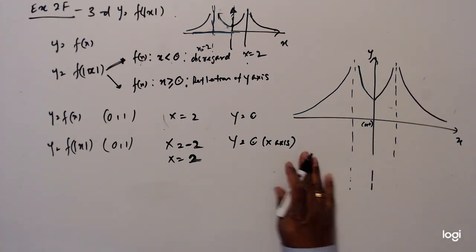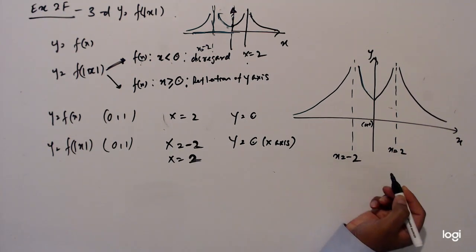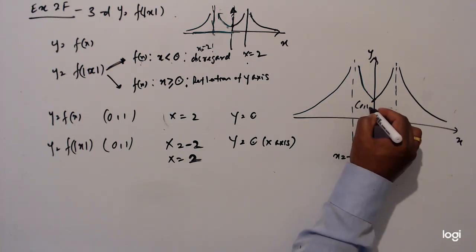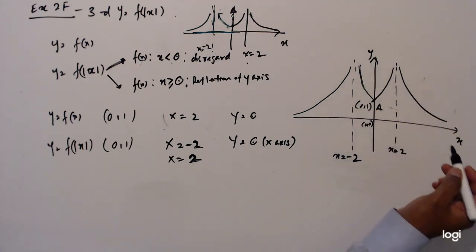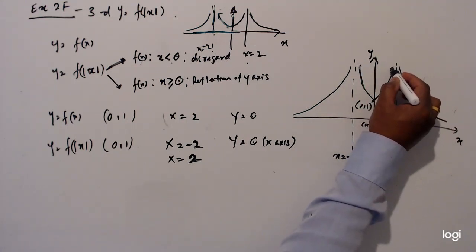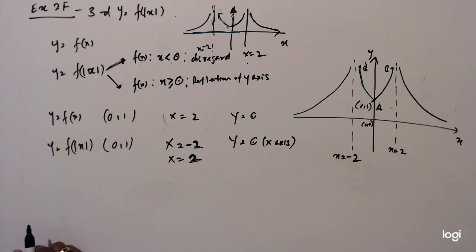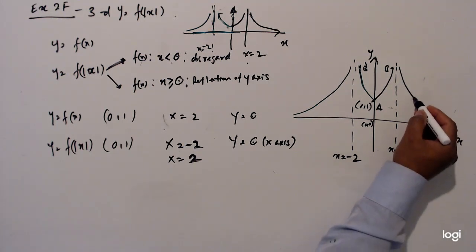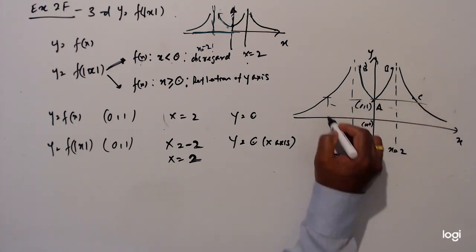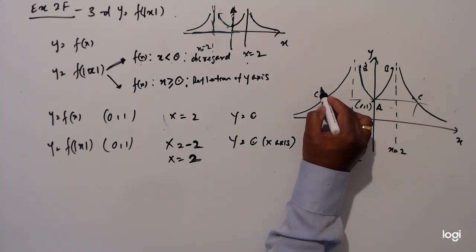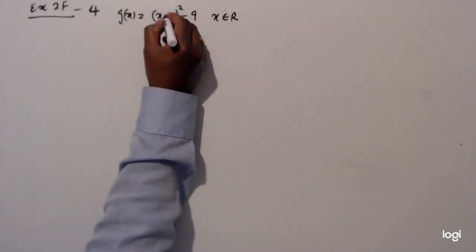So this is the graph. This is x equal 2, x equal minus 2, and then 0 1 point A. If we consider this is B, so this is B dash, the shadow of B. If we consider this point is C, then this is the shadow, C dash. We want to sketch this graph.